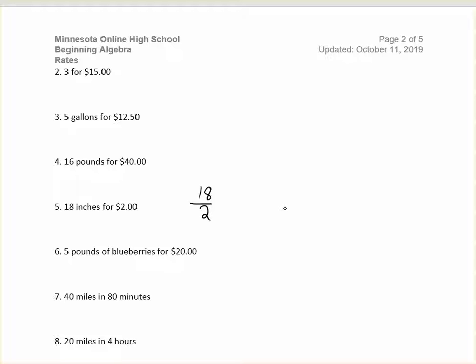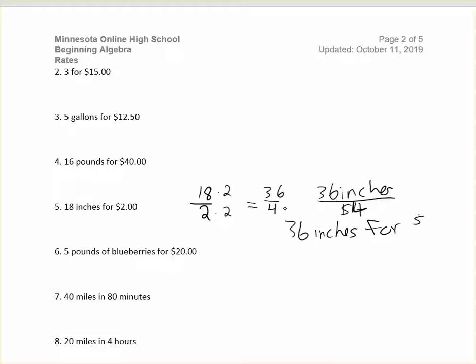Either one works to get an equivalent rate. I could multiply both of them by a number. I could multiply them both by 2. And if I did that, I would get 18 times 2 is 36, 2 times 2 is 4. Then our last step is to write that as a rate, putting our units back. So this is 36 inches, and we can write it like a fraction over $4. Or we could write this in words and write 36 inches for $4.